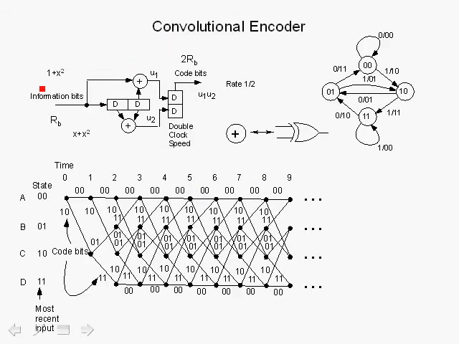Going back to the convolutional encoder, there's a few more points I would like to mention about the properties of a convolutional encoder. First of all, a convolutional encoder is a linear encoder, and unlike a block encoder, it has memory. Block encoders are usually memoryless. That is, the code words only depend on the present information bit. They do not depend on the previous information bits.